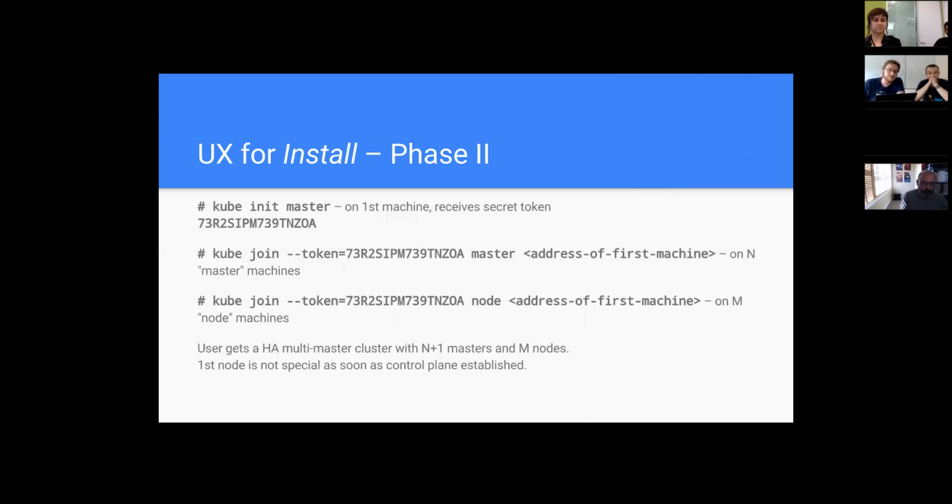The slightly more advanced phase 2 would be, so we're thinking about how the UX will look for the HA master scenario. That would be kube join with the same token with master on some of the nodes. One thing worth pointing out is that even though you type init on one machine, as soon as the control plane is established, that one machine isn't special anymore. So in the multi-master case, you wouldn't end up with a single point of failure.